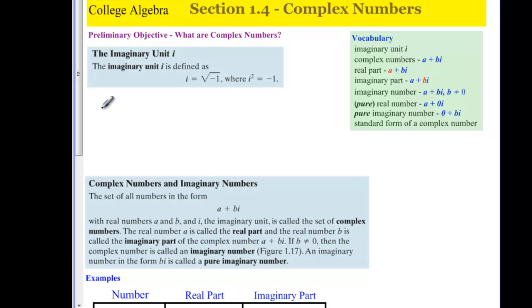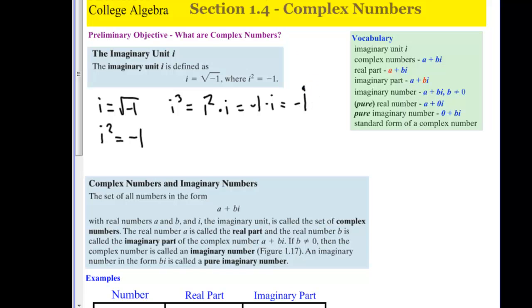So if i equals the square root of -1, what's i squared? Yeah, -1. All right, what about i cubed? Do you agree that i cubed is the same thing as i squared times i? And you said that i squared is -1, so -1 times i. So i cubed is the same thing as -i.